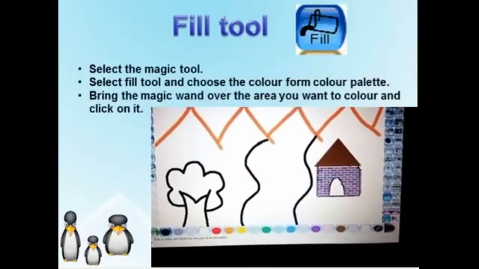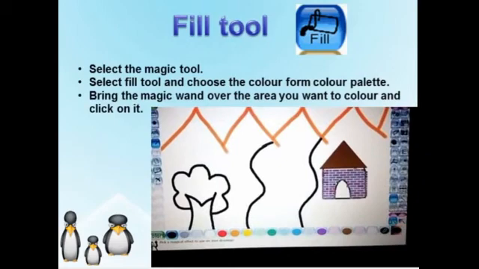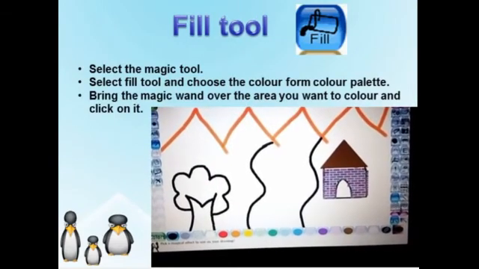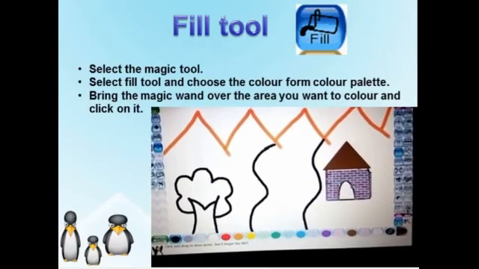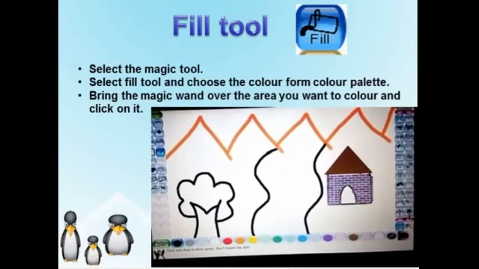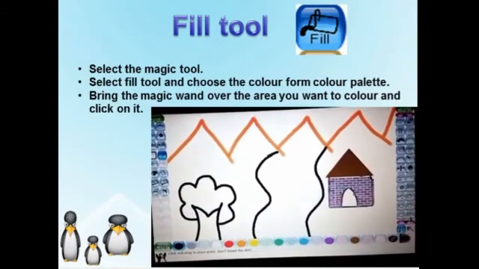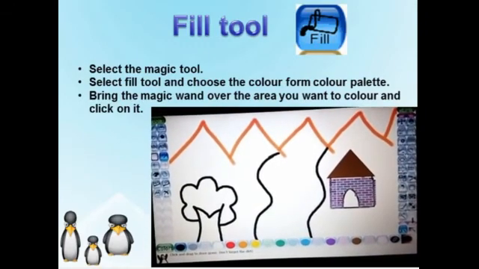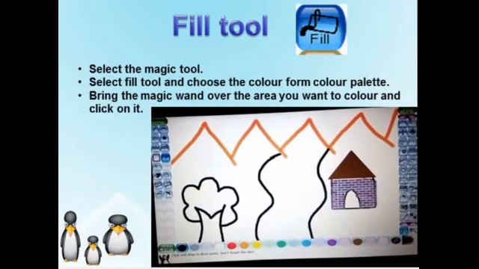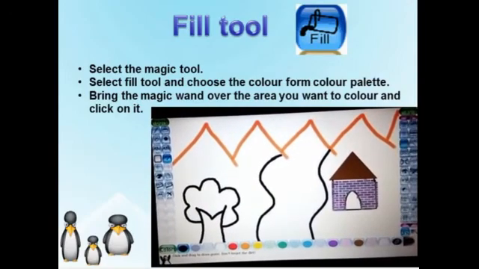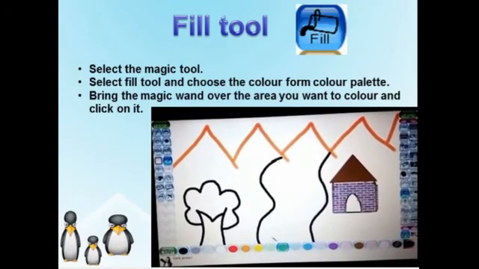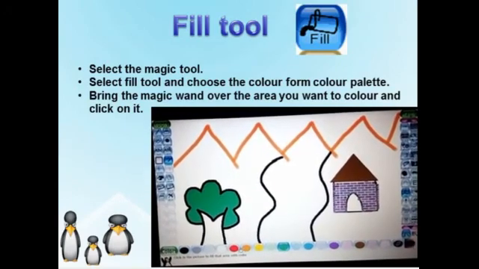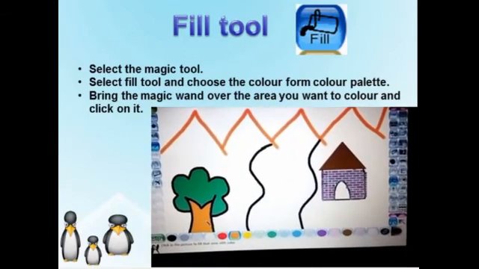Fill tool. Select the magic tool, select the fill tool and choose the color from the color palette. Bring the magic wand over the area where you want to color. You can see on the right side there is the magic tool. By clicking on the magic tool you have to select a fill color. Now choose the color and you can fill the color with the help of the magic wand tool.